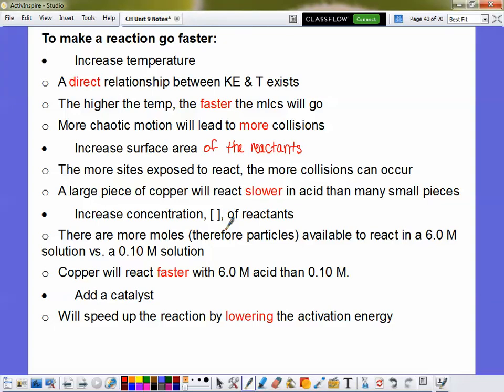And then the fourth way is to add a catalyst. Okay? A catalyst speeds up the reaction by lowering the activation energy. So that barrier, the amount of energy it has to gain, is lower, so it's going to occur faster. You've probably heard about catalysts back in biology when you talked about enzymes and substrates. An enzyme is a biological catalyst.